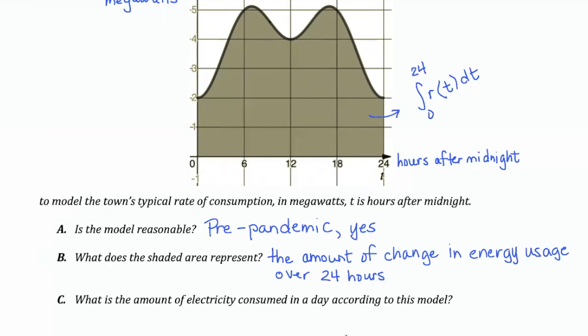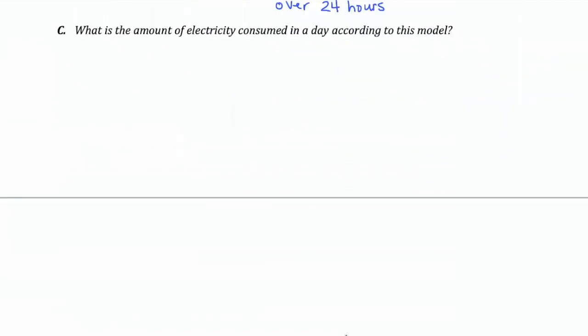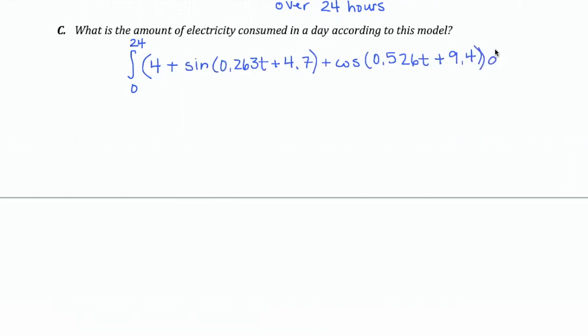And then the last part, part C, says, what is the amount of electricity consumed in a day according to this model? This requires an integration technique you haven't learned yet. So at this point, the book takes you through saying, well, okay, we're going to have to take the integral from 0 to 24 of our rate function, which is this whole thing. And then they basically are asking you to kind of guess what the antiderivative for this would be, thinking backwards about how you would take a derivative and get this. I think it's a little unrealistic to think you would be able to do that at this point.